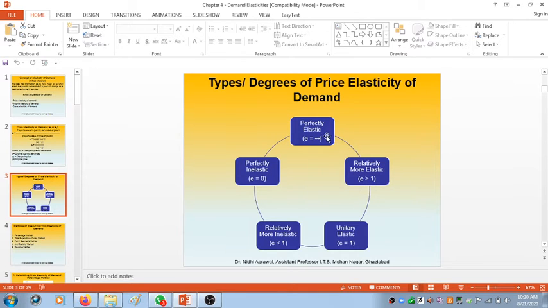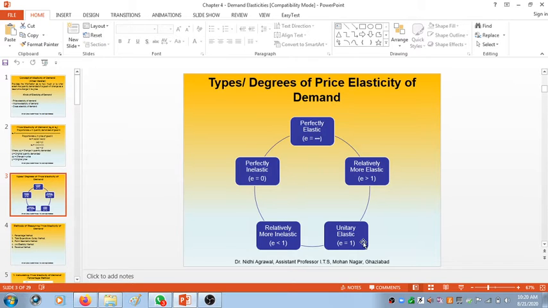For perfectly elastic, I will explain the meaning later. The maximum limit is infinity. The value of price elasticity can be infinity, and the minimum value can be 0. That will be perfectly inelastic. Inelastic means no change, right? Perfectly elastic means an infinitesimal change in price brings an infinite change in demand. The mid value between 0 and infinity is taken as 1, which is known as unitary elastic, because in mathematics we use the word unit for the value one.